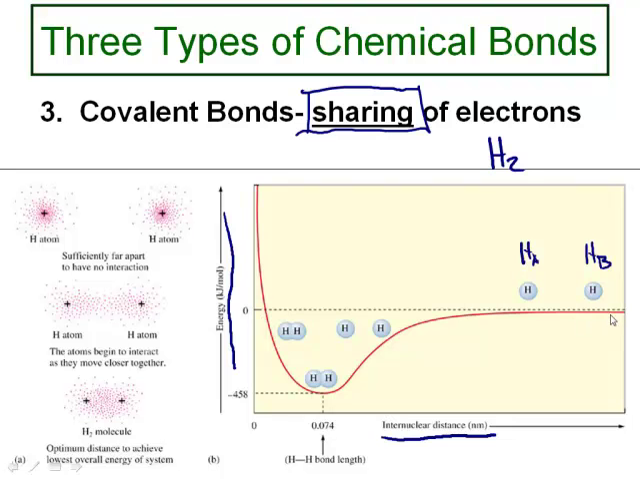However, when we decrease the internuclear distance between them and they get closer and closer together, you notice here, guys, that the potential energy is decreasing and finally will reach a minimum. Here's why that happens. Okay, let's look over here.